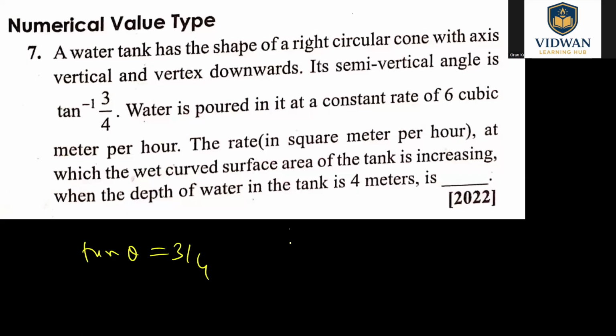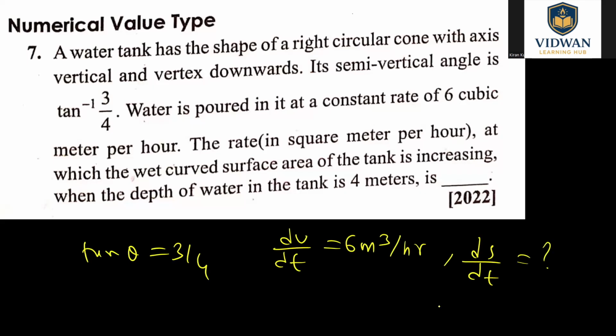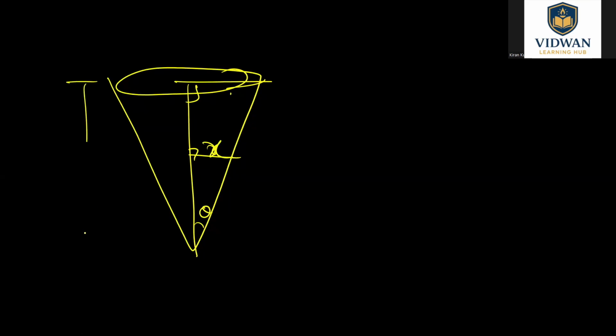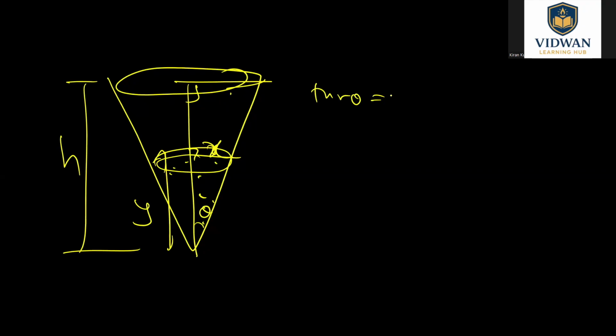And cubic meter per hour is the rate of change of volume. Meter cube per hour. Again, they're asking ds by dt only, when y equal to 4. So it's a similar problem. You can complete it. So this total height is h. This water level is still y. So we have tan theta equal to r by h.